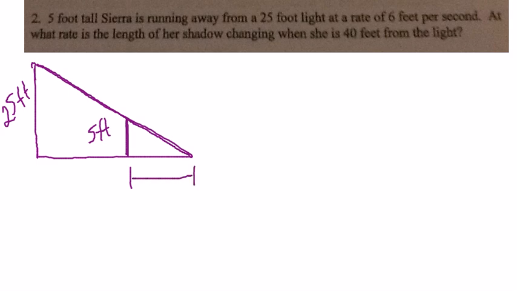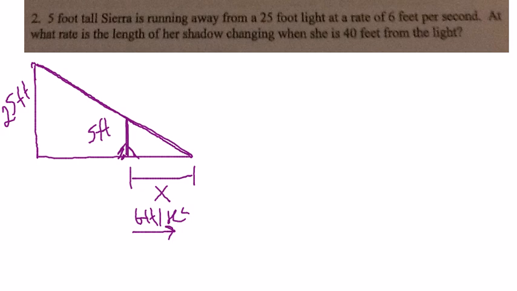So her shadow length is not the entire length of that bottom triangle. If you imagine her feet are right here, right? So the length of her shadow is from the bottom of her body out to the tip of that triangle. That I'm going to call X. Hopefully you're okay with that. The other thing I could label is that she is moving at 6 feet per second. We'll talk about that in a moment.